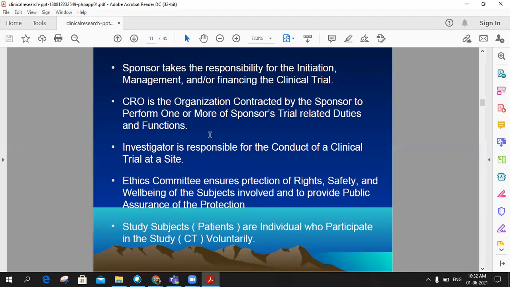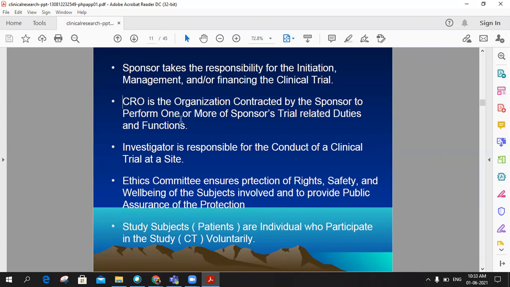So the sponsor is the person who has developed the drug, and he wants to do a clinical trial for getting that drug into the market. So he should take care of initiation, management, and financing. Initiation: he needs to select the CROs, or have a team who can do it. Management: there are different parties involved in conducting the clinical trials, and he needs to manage everyone. And finance: ultimately everyone goes for money, even the doctors, even the CROs. So he needs to finance that money for conducting those clinical trials.